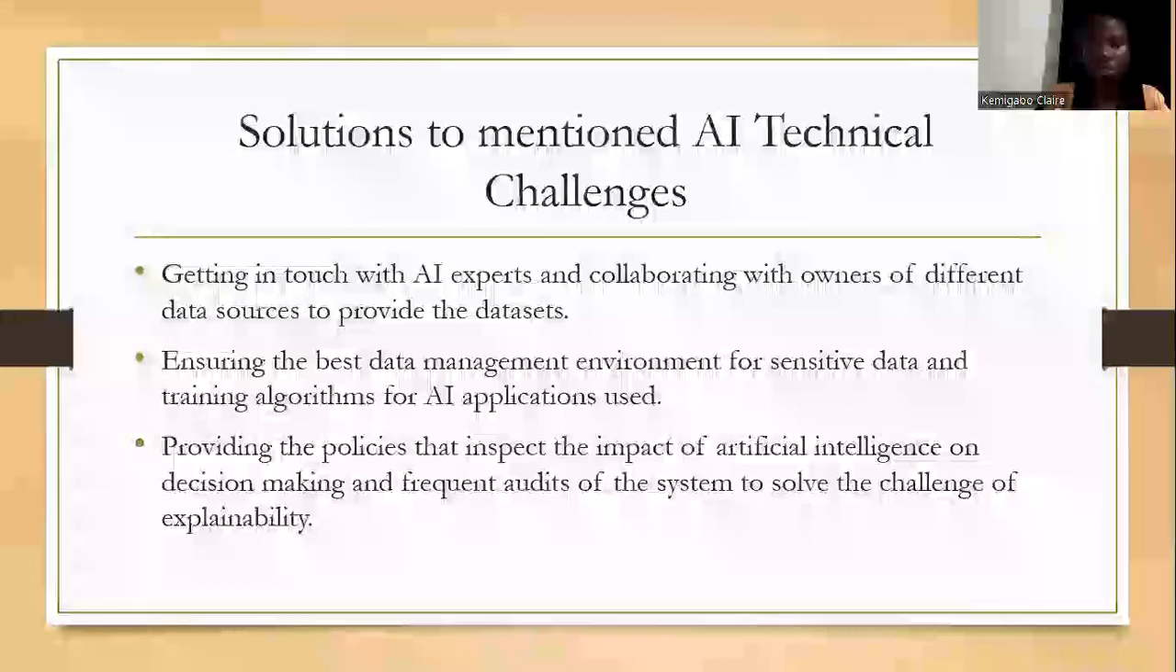To go to the solutions to the above mentioned challenges, the solution was getting in touch with AI experts and collaborating with owners of different data sources to provide the data set. We actually collaborated with Makerere University. So ensuring the best data management environment for sensitive data and training algorithms for the AI application used, providing the policies that inspect the impact of artificial intelligence on decision making, and frequent audits of the system to solve that challenge of explainability. That's how we solved it.